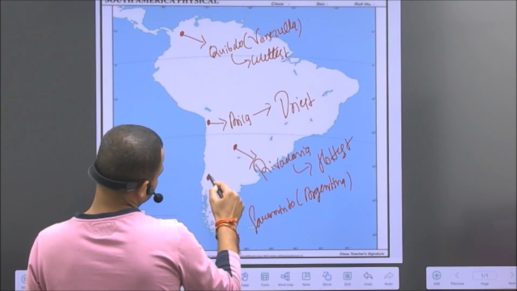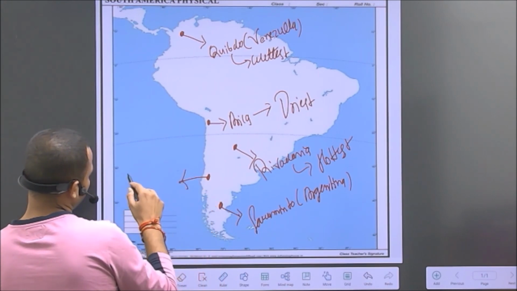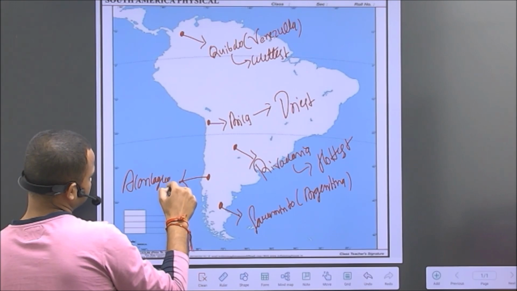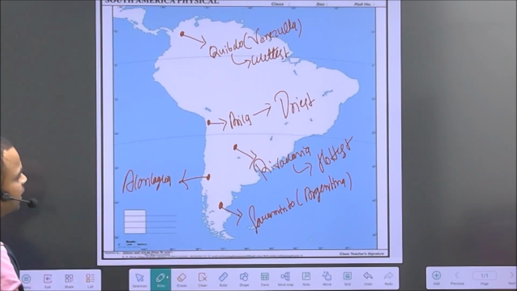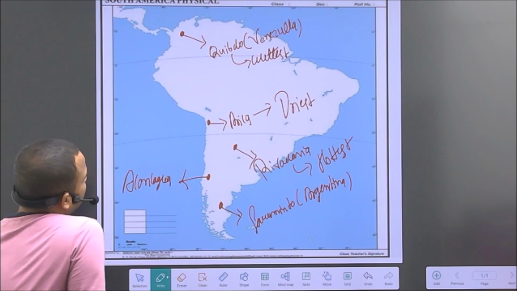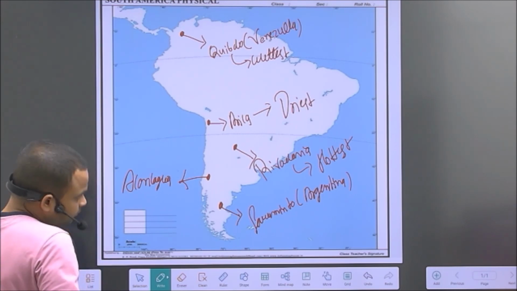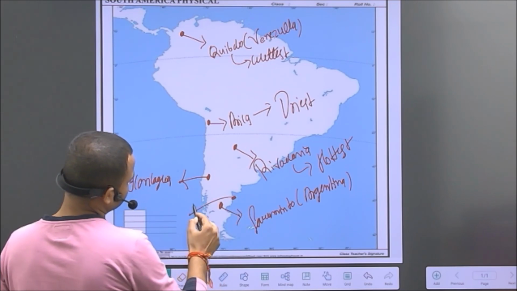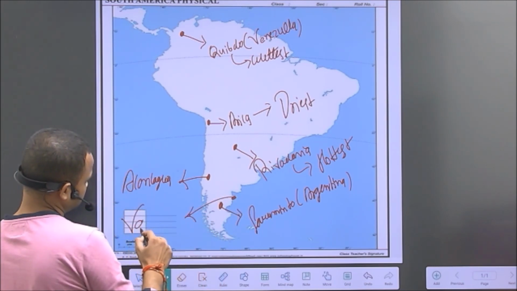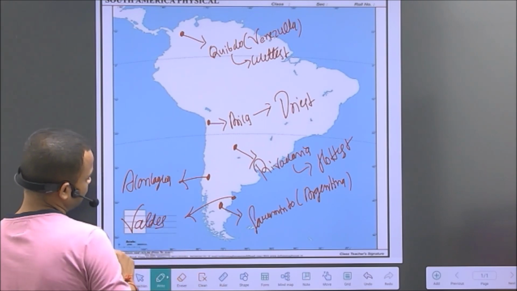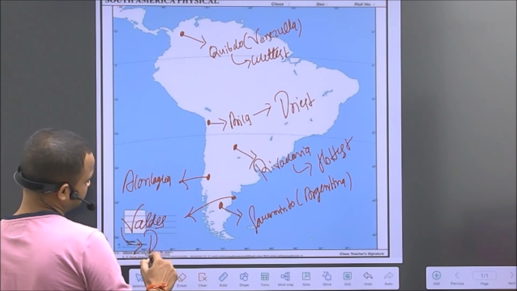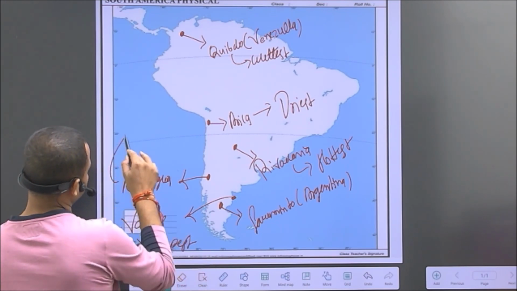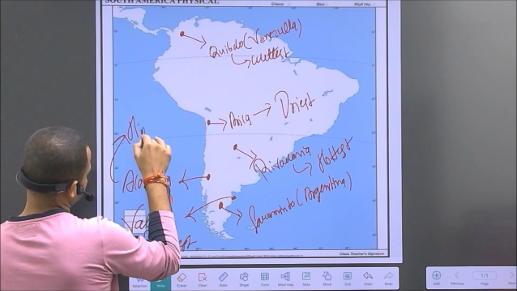Here you can see Aconcagua. Aconcagua is the highest peak of South America. Here you can see one peninsula which is called Valdez Peninsula. Valdez Peninsula is the deepest place of South America.